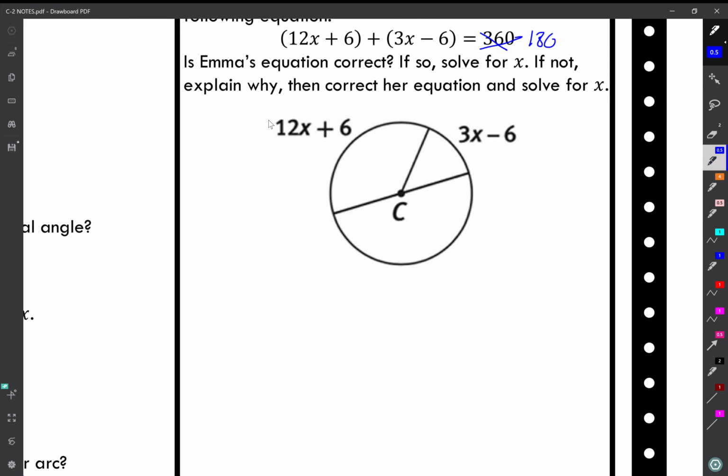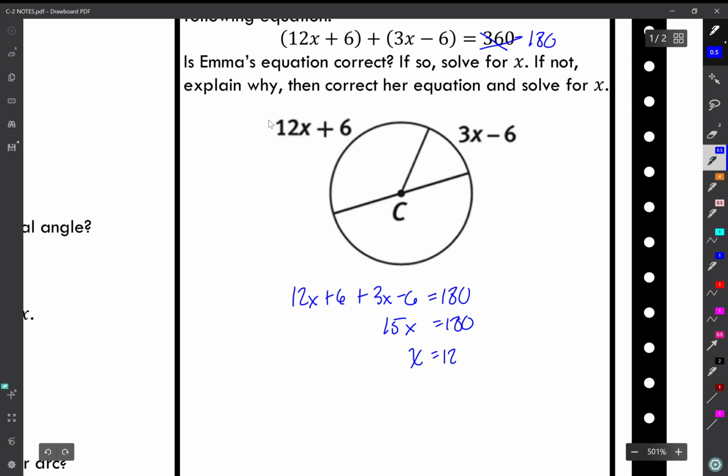We fixed it. We changed the 360 to 180. And now we're going to solve our new equation. So 12x plus 6 plus 3x minus 6 equals 180 now. Those 6 minus 6 are going to become 0. So this will be 15x equals 180. You divide both sides by 15, and then you get that x is equal to 12. Okay, that's the front of the notes. We'll move to the back now.